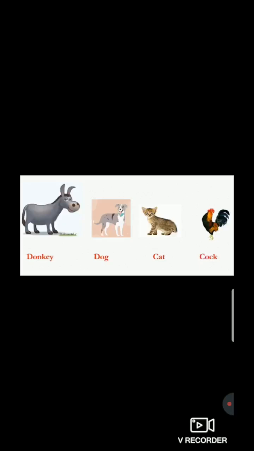Students, everyone repeat after me. How many characters are there? Yes, there are 4 characters in this story. And which are those? First one, it's a donkey, then dog, cat, and the last one, it's a cock. Right students? So now let's start with the story.